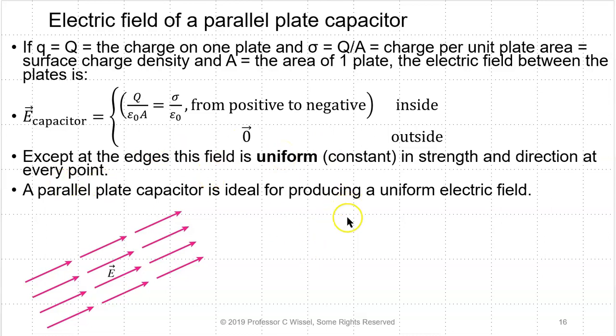Except at the edges, this field is uniform and constant in strength and direction at every point. A parallel plate capacitor is ideal for producing a uniform electric field, which is why I've been using it in examples of uniform electric fields.